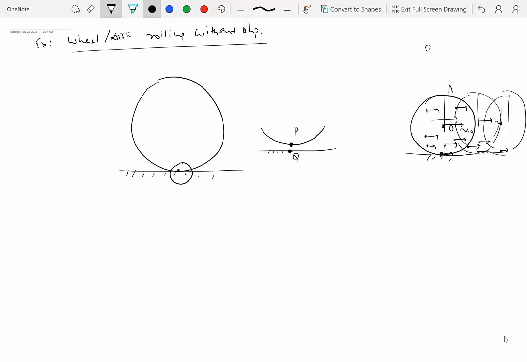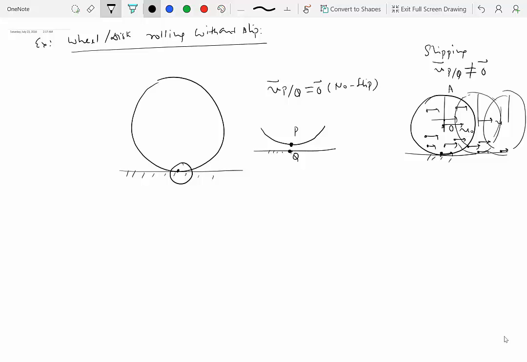So during slipping, the velocity of P relative to Q is actually not equal to 0. That quantity is some non-zero number. But the rolling without slip condition says that the velocity of P relative to Q is 0. This is the no slip condition.